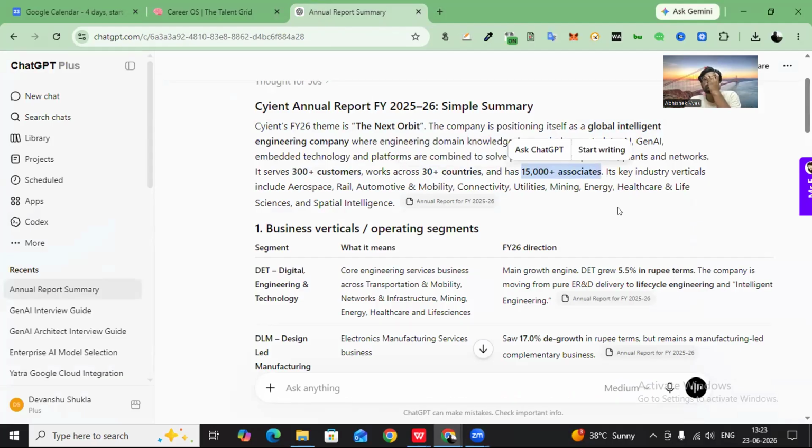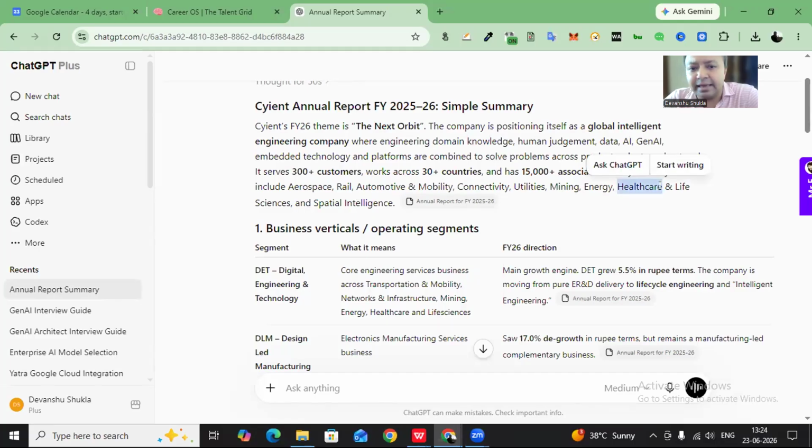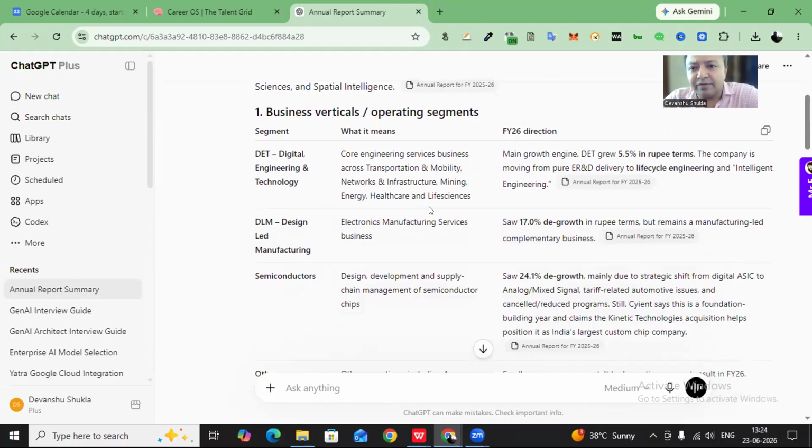Okay, they have certain verticals which they serve: aerospace, rail, automotive and mobility, connectivity, utilities, mining, energy, healthcare and life sciences, and spatial intelligence. So our today's context is around medical imaging and healthcare. Just wanted to give a quick understanding of the verticals they have.